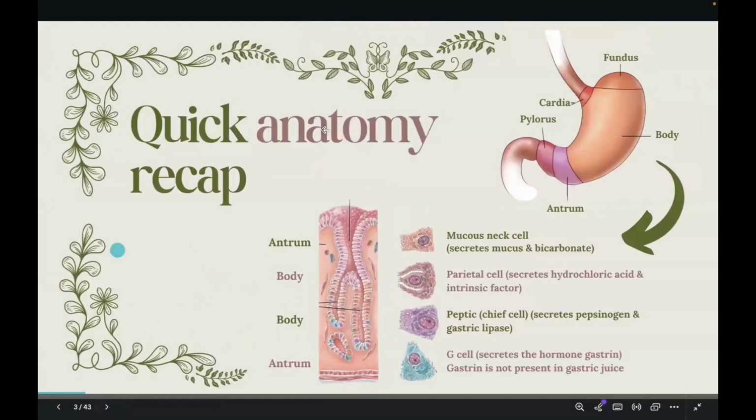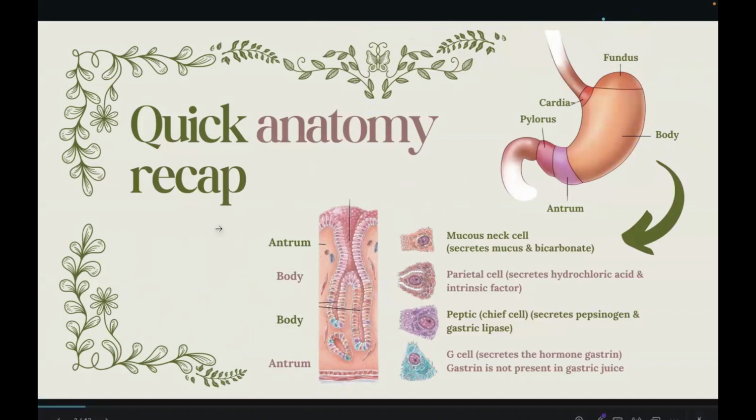Now let's start with a quick anatomy recap. So this is the stomach, all right? And we know the stomach is made up of different parts. We divide it into different regions. The first one is the fundus, the very upper portion. Then you have the body, which constitutes about 70% of the stomach. Then you have the antrum. And lastly, you have the pylorus. The pylorus is the very lower end of the stomach. And I like to think of it like a gate that connects the stomach with the intestine, the duodenum to be specific.